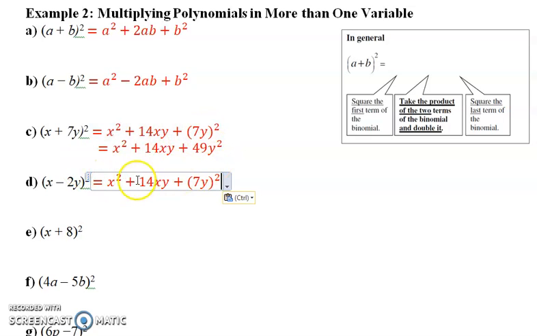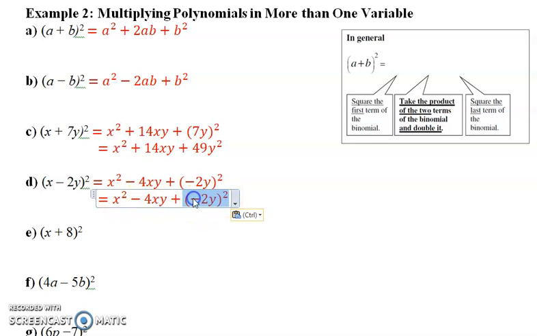In this one here, we get x squared minus 2xy, and doubling it gives us 4xy. Then the negative 2y squared: the negative becomes squared, so you get 4, and then the y squared, so you end up with 4y squared. This becomes 4y squared: the negative 2 squared, and then the y squared.